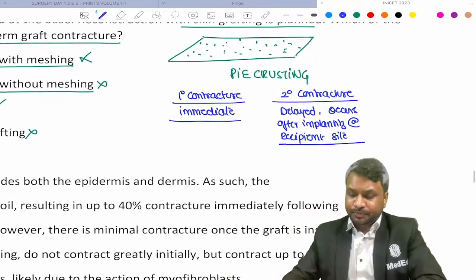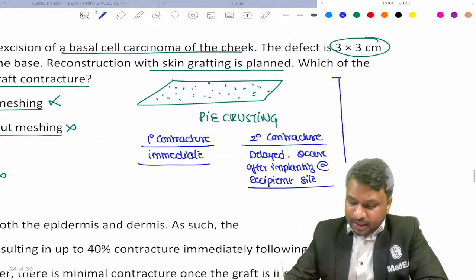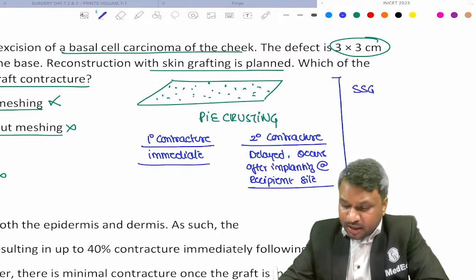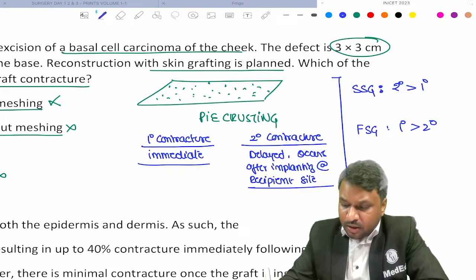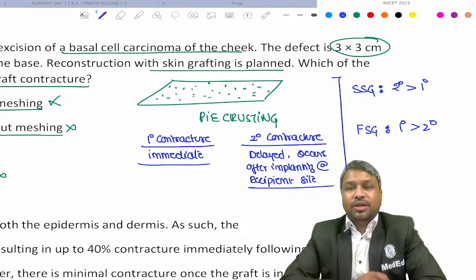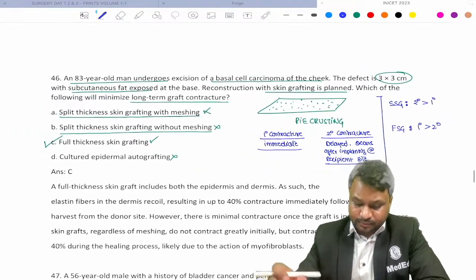Now, what I'm telling you is, in split skin grafting and full thickness skin grafting, in split skin, secondary is greater than primary. In full thickness, primary is greater than secondary contracture. That is why cosmetically you will have a better appearance in a full thickness skin graft.